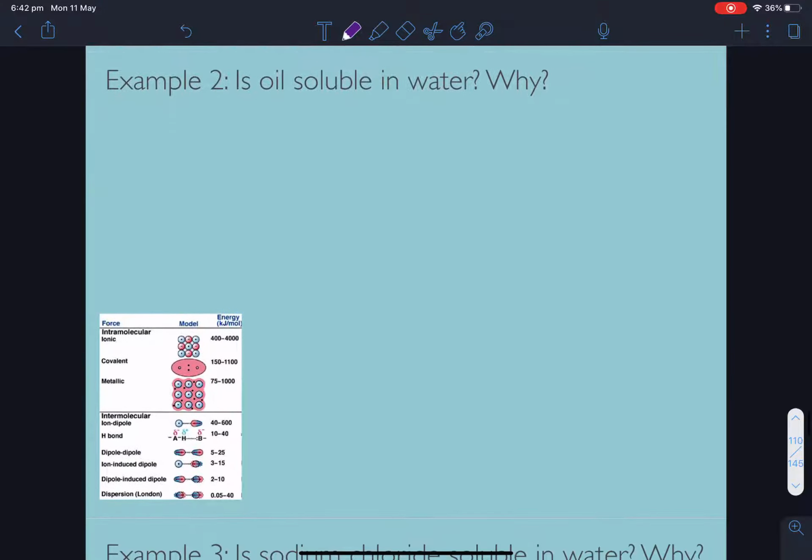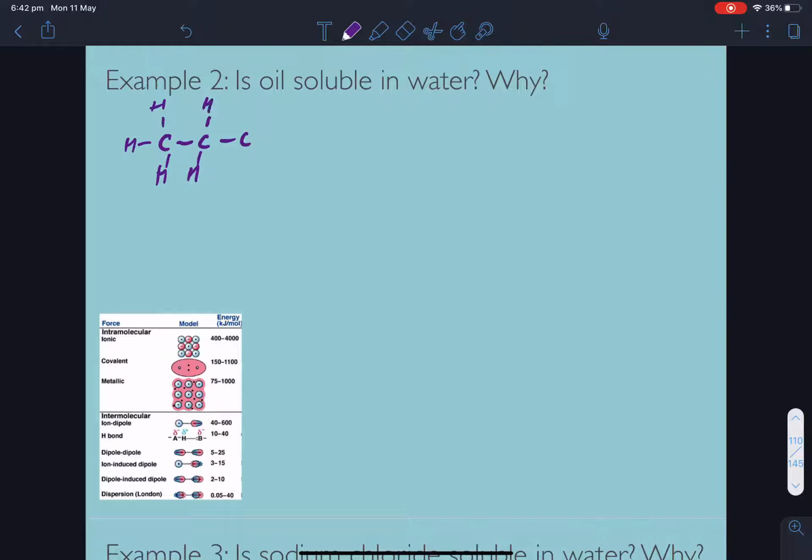Okay, let's do another example. Is oil soluble in water? Now we're going to take a shortcut because oil is a mixture of molecules, but basically they're really long strands, sometimes branched, of this type of thing, a carbon chain with hydrogens coming off it.